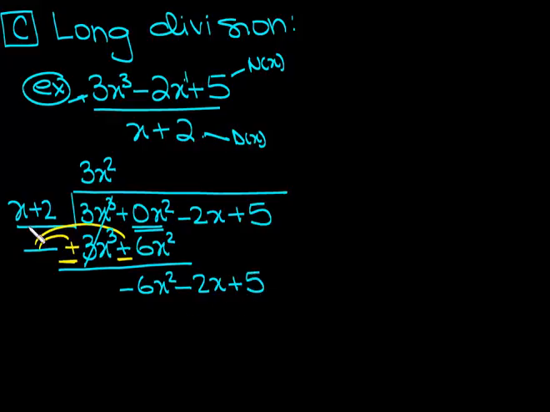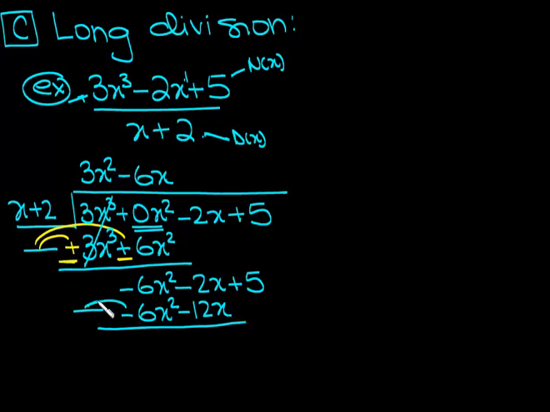Okay, so what can I multiply this x by so it becomes minus 6x squared? Does x go into negative 6x squared? Sure, it goes into it negative 6x times, because negative 6x times x is negative 6x squared. Negative 6x times 2 is negative 12x. So we basically want to know how many times x goes into negative 6x squared. It's negative 6x times. Another way to ask that is, what should I multiply this x by so it'll become negative 6x squared? It's negative 6x.